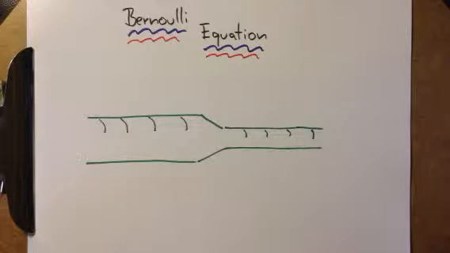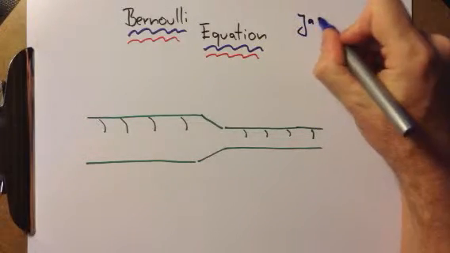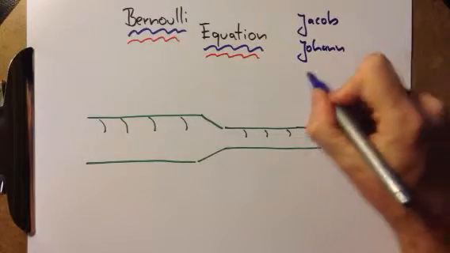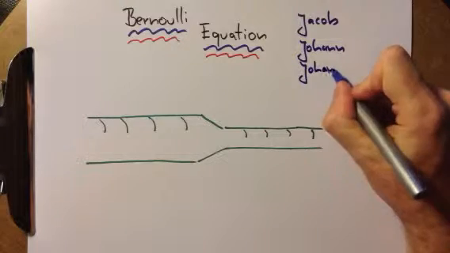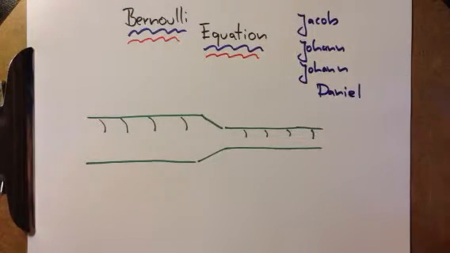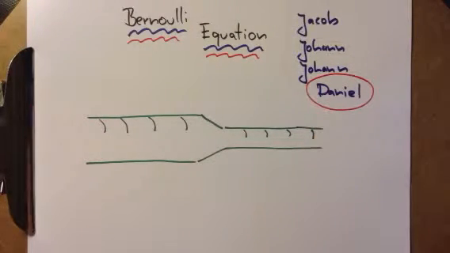Whenever you see a tube, you want to apply Bernoulli's equation. Well, the first question is, which Bernoulli? Is it Jacob? Is it Johann? Or maybe the other Johann? Or possibly Daniel? In fact, it is Daniel. Daniel gave us the Bernoulli equation.